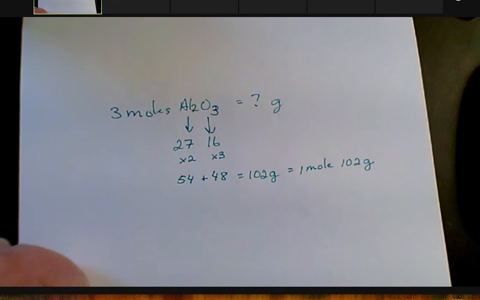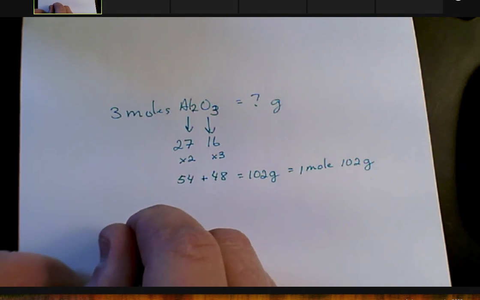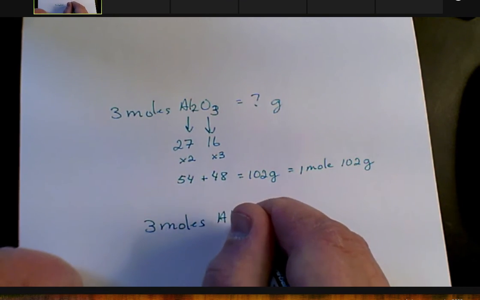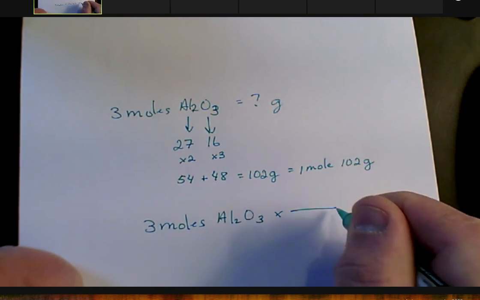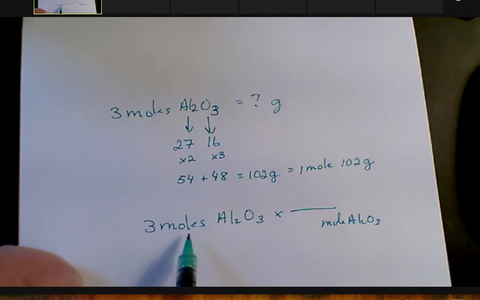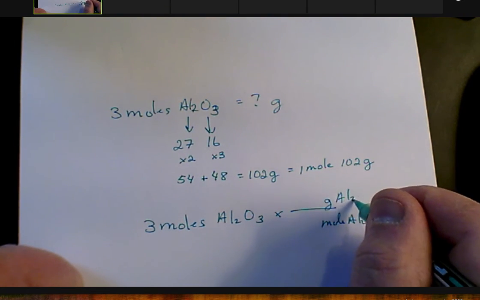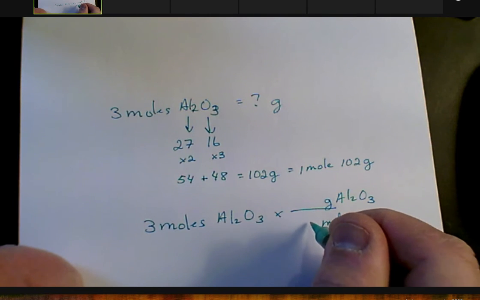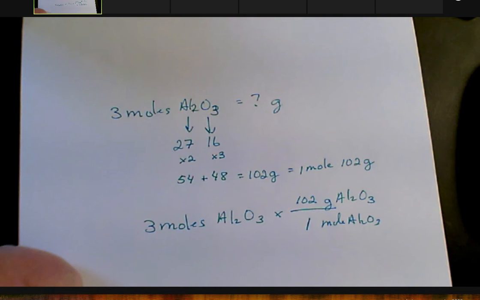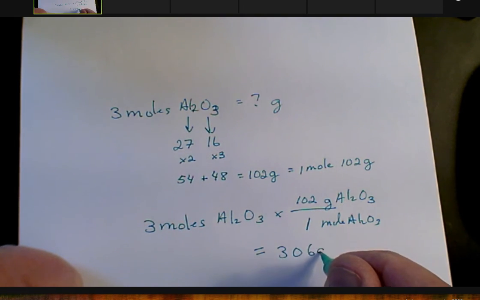So that's nothing new. We've been doing that. So we want to do the conversion now to change to grams. So we would say 3 moles of aluminum oxide times, we want moles of aluminum oxide on the bottom because we want to cancel them like we just learned earlier today. We have grams of aluminum oxide on the top. We know that 1 goes with moles. We just calculated that there are 102 grams in 1 mole, so we'd have 306 grams of aluminum oxide.